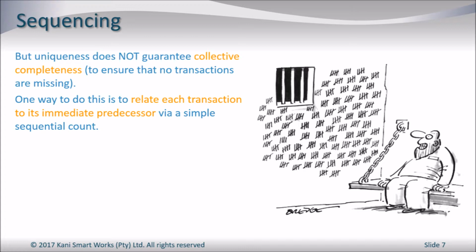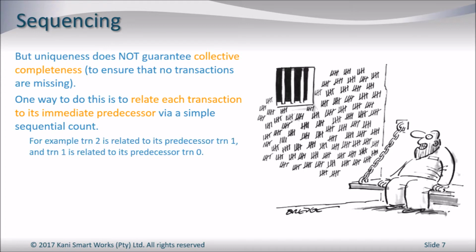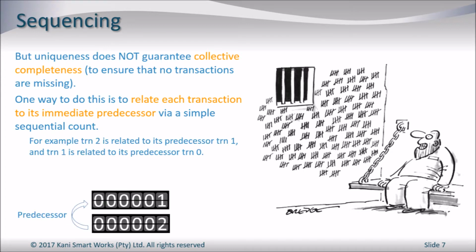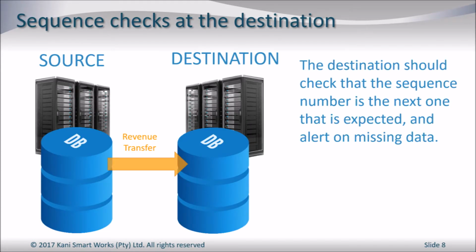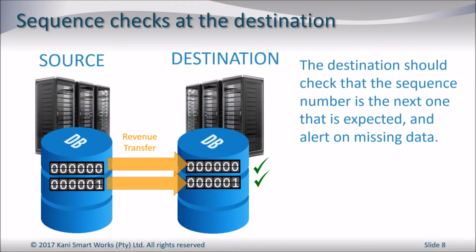One way to do this is to relate each transaction to its immediate predecessor via a simple sequential count. For example, transaction 2 is related to its predecessor transaction 1, and transaction 1 is related to its predecessor transaction 0. This facilitates sequence checking at the destination. The destination should check that the sequence number is the next one that's expected and alert on any missing data.